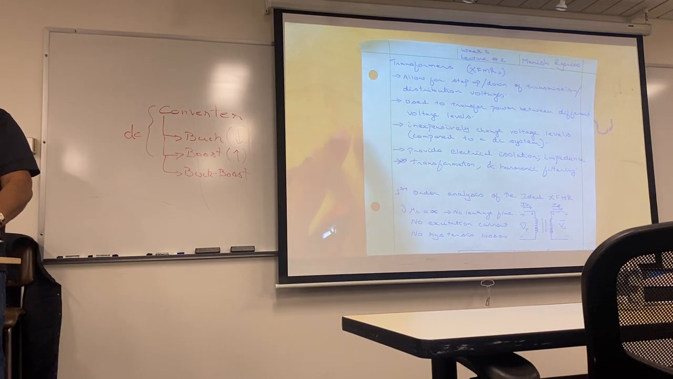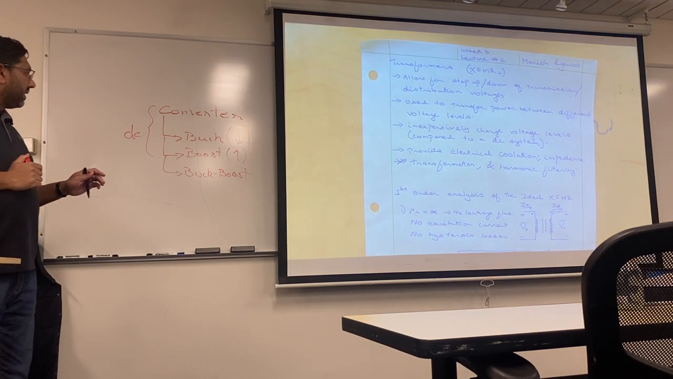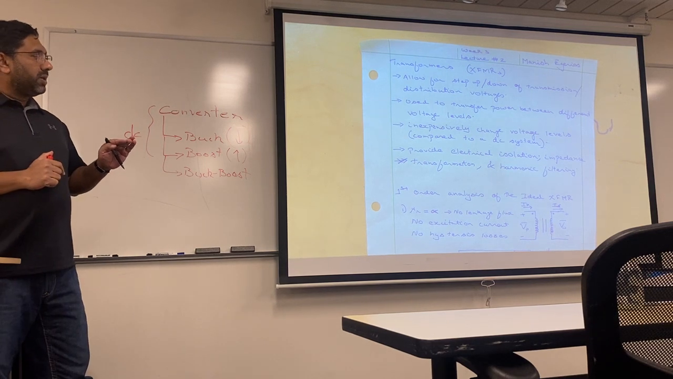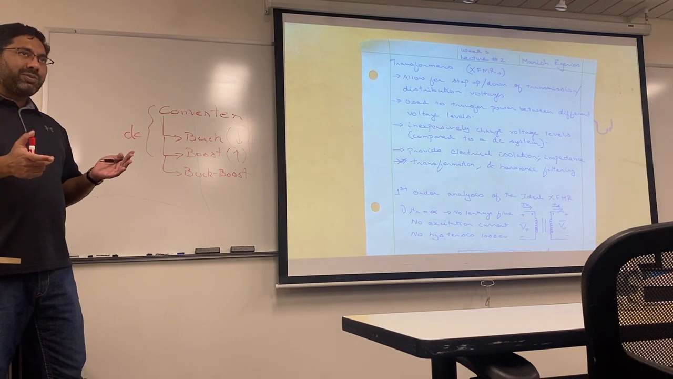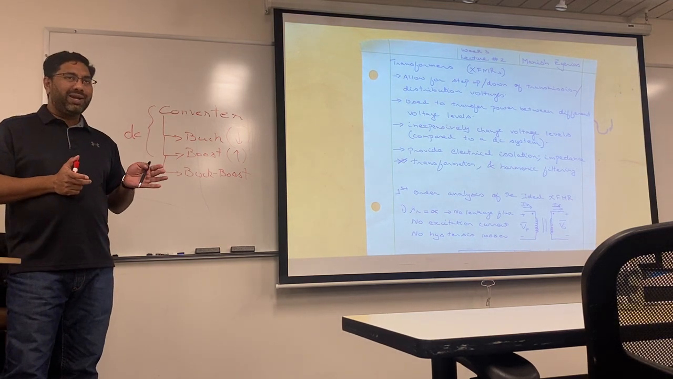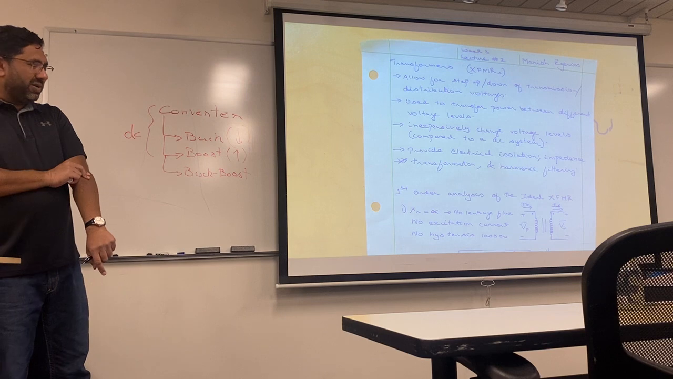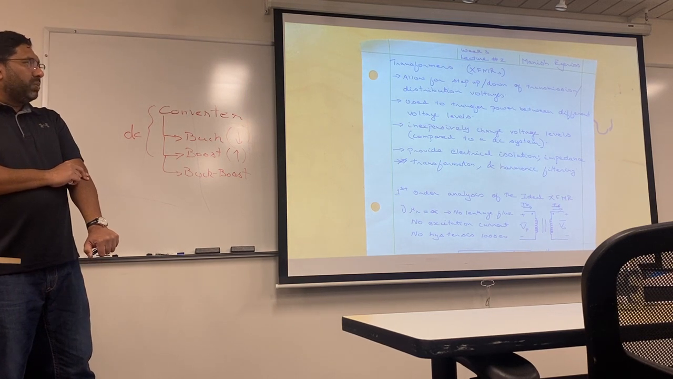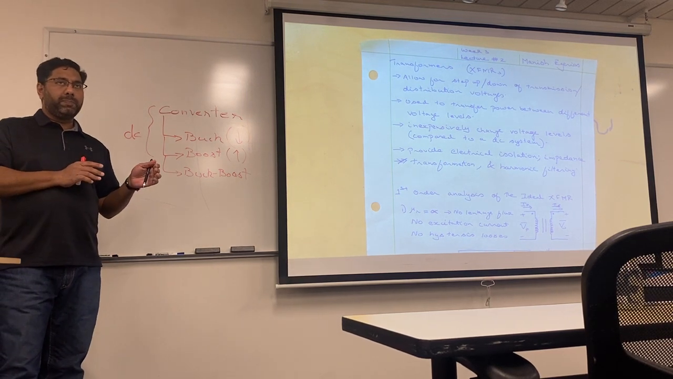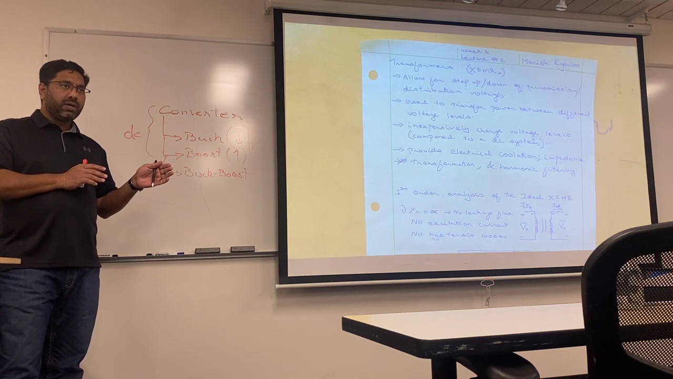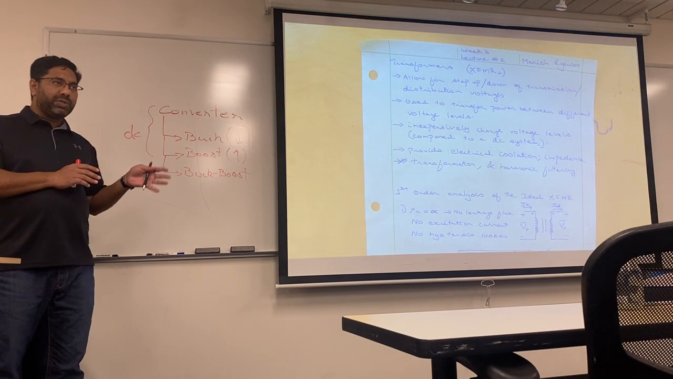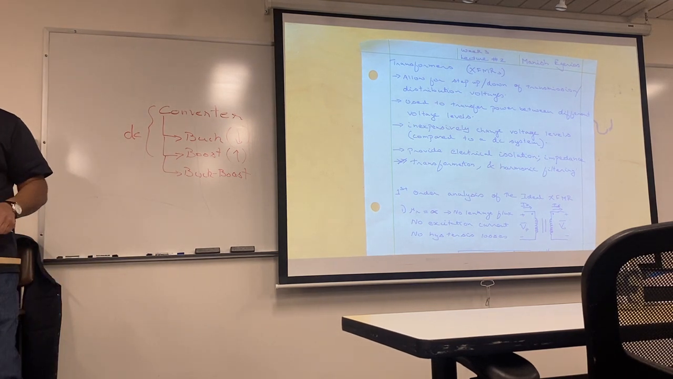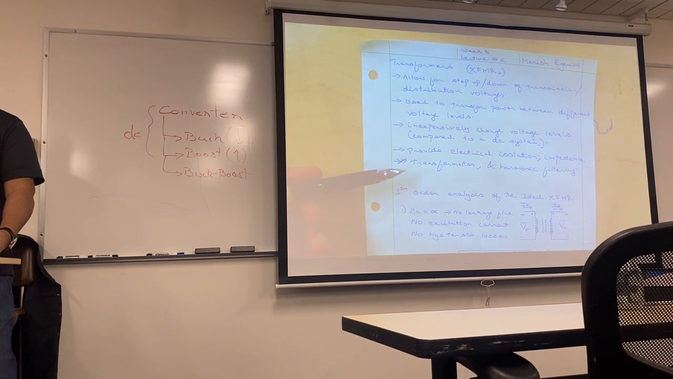The best part of a transformer is it's very cheap to transform a voltage from one level to the other using a transformer. I mean, transformers themselves are costly, like $1 million. These days it's about $3 million, the big ones. But when you consider the amount of money that you save, rather than putting in a new generator, you just use a bunch of transformers to step it up and step it down. There's a huge saving.